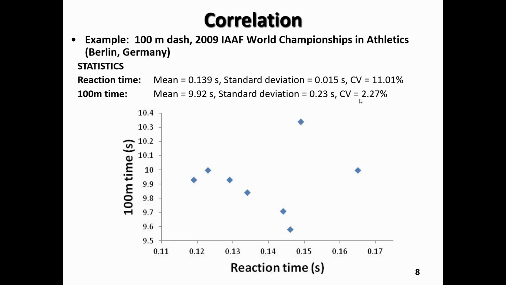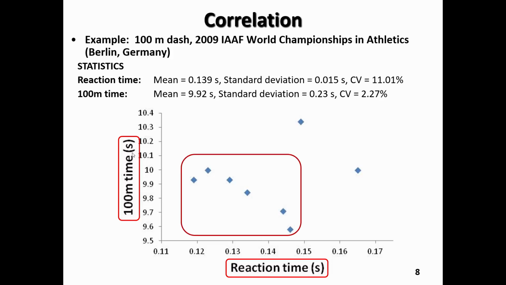So the coefficient of variation was much tighter for the key outcome variable, or the criterion variable, than it was for the predictor variable. And so we have our predictor variable along the x-axis: how quickly a sprinter reacts to the starting gun, does it predict how well they'll do in the race?